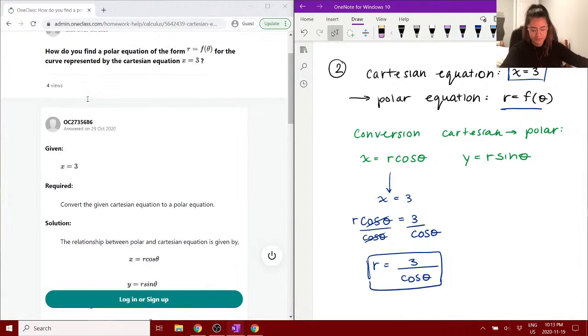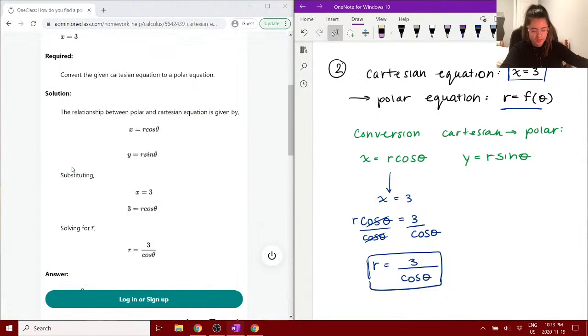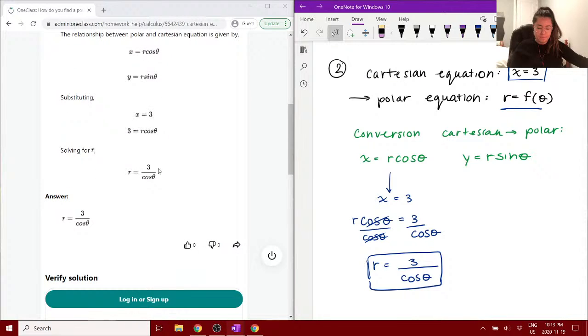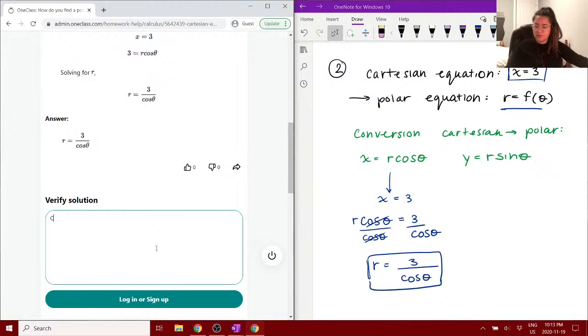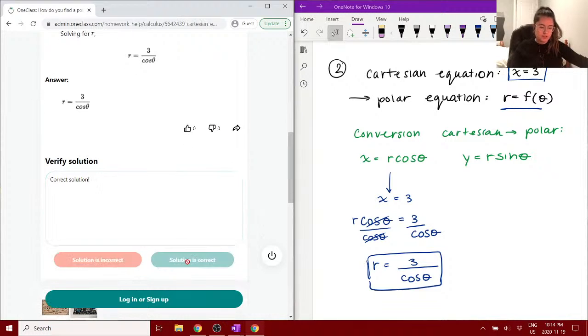Let's look at the solution. So given our x is equal to 3, we can use a relationship between polar and Cartesian equations, where it gives you what x is equal to and what y is equal to from Cartesian to polar, and then just substitute in what x is equal to in polar form, and we can solve for r to get r is equal to 3 over cosine theta. So correct solution. All right, and that's all for that question.